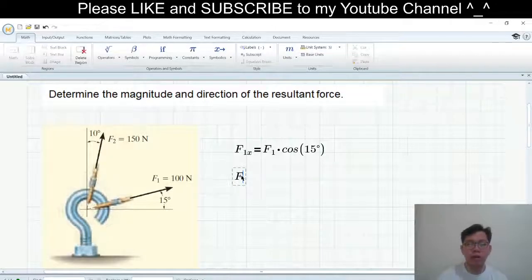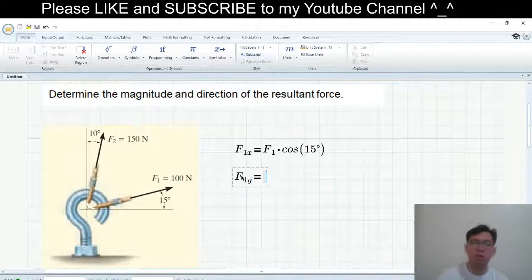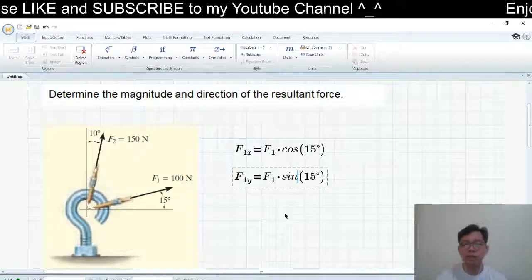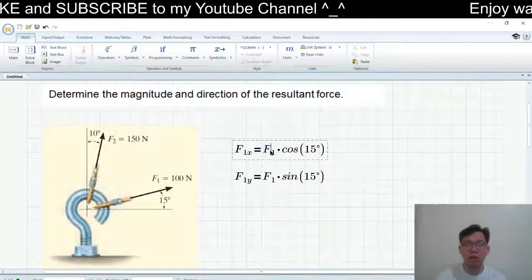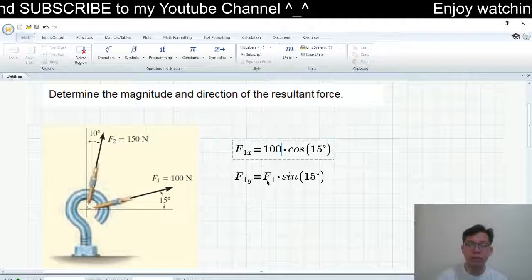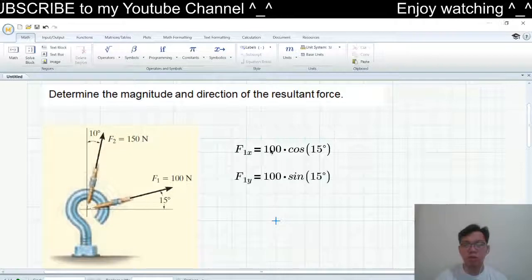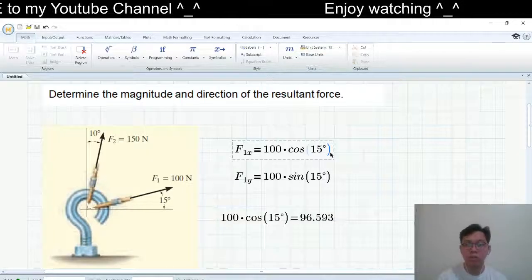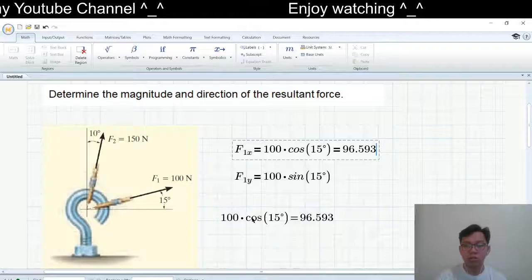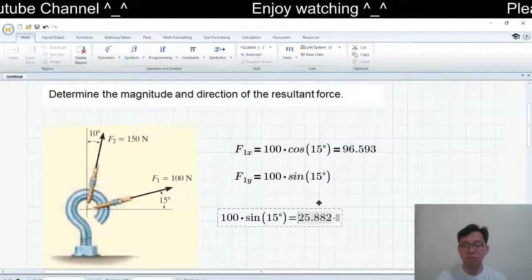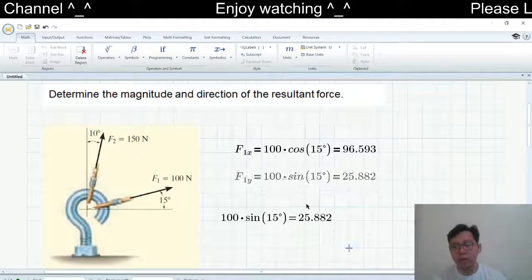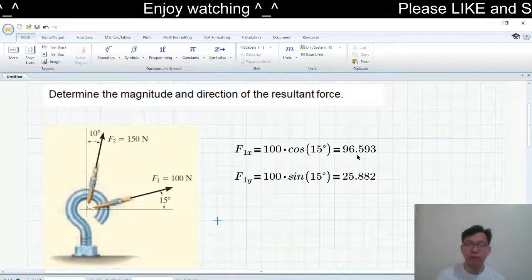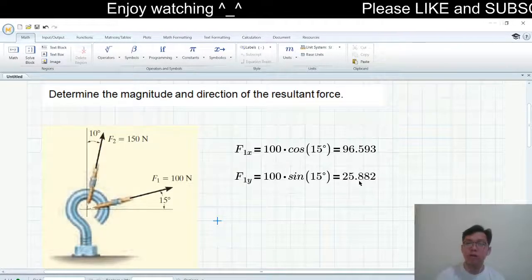Anyway, ang F1y naman, that is actually equal to F1 sine theta din. So, that is actually sine 15 degrees. Substitute na natin. Meron tayong 100, meron din tayong 100 dito. Now, you can actually just use your calculators. Okay, so ito na yung mga components. Ang F1x, that is actually 96.593. Tapos, ang F1y naman, that is actually 25.882.